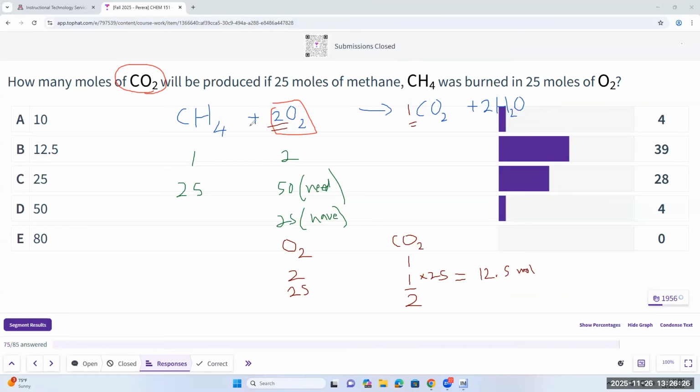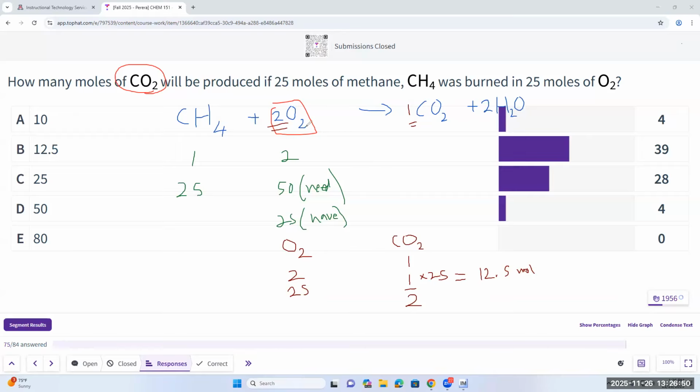Yes, step by step. So first of all, I look at the balanced chemical reaction. From the balanced chemical reaction, I say that to react with 1 mole of CH4, I need 2 moles of oxygen. To react with 1, we need 2. To react with 25, which is what we have, we need 50. So we need 50, but we only have 25, meaning oxygen is limiting because we don't have enough oxygen.